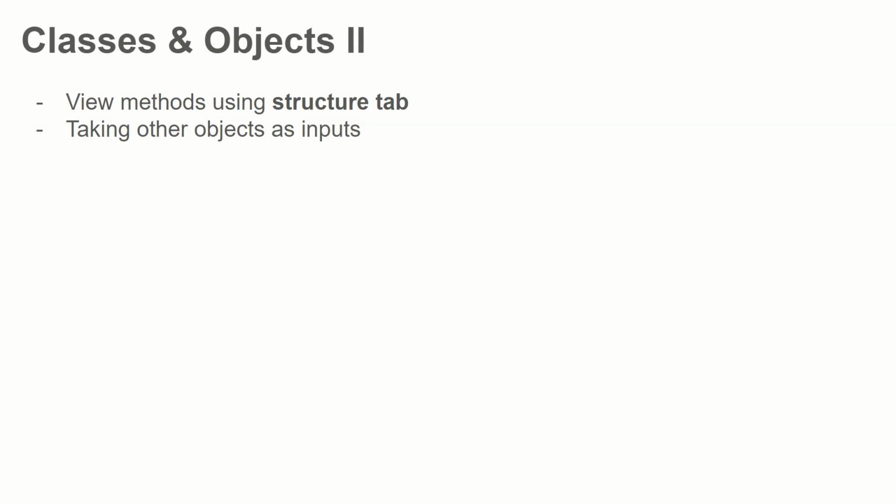Relatively quick set of notes this time. If you would prefer to do the type along version, then stop this video and do the other video. I just want to show you how you can use the Structure tab in IntelliJ to get a kind of table of contents of an already existing class. And then how you can write methods that take other objects as inputs, which is going to be really important in our class.